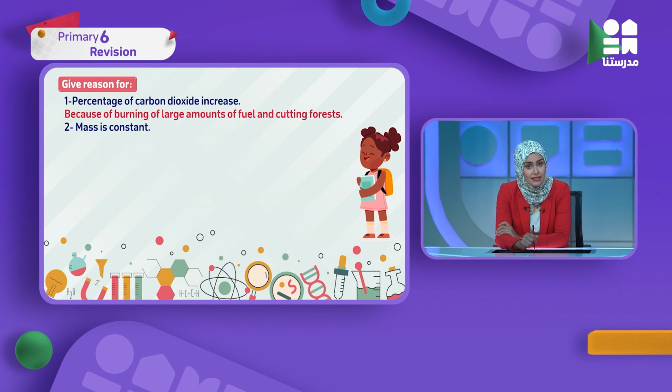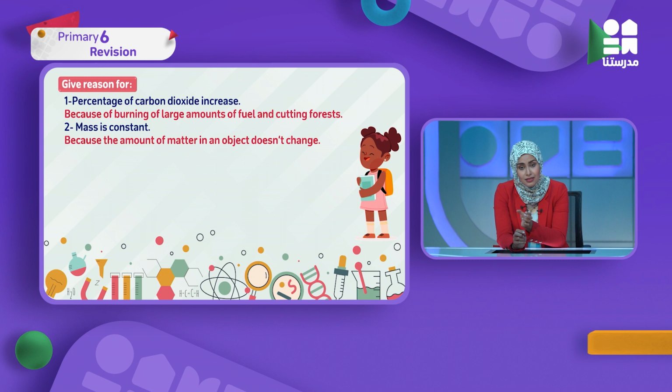Number 2, mass is constant. What is the meaning of mass? Cross the word mass and write its meaning. It's the amount of matter in an object. And what does constant mean? It doesn't change. So I will write the same thing but in a scientific way. Instead of mass, I will say the amount of matter in an object, and instead of constant, I will say doesn't change. Give reason is an easy question, but only if you know the definitions.